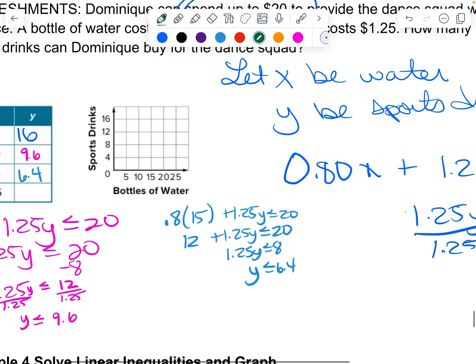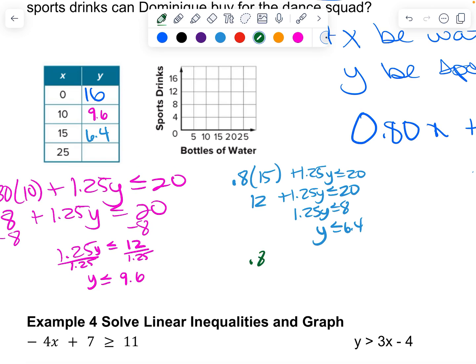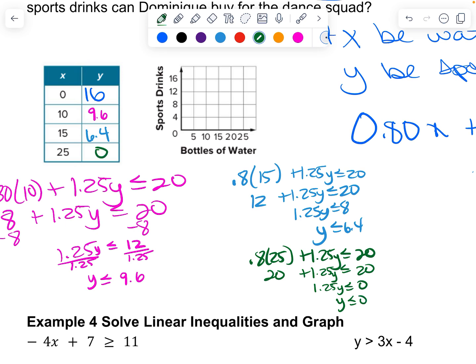And last but certainly not least is 25. Oops, I forgot the y again. So 0.8 times 25. Again, I should know that. That's 20. 1.25y is 0. So y is 0. So 0, 16. 10, 9.6. 15, 6.4. 25, 0. And there you have it.